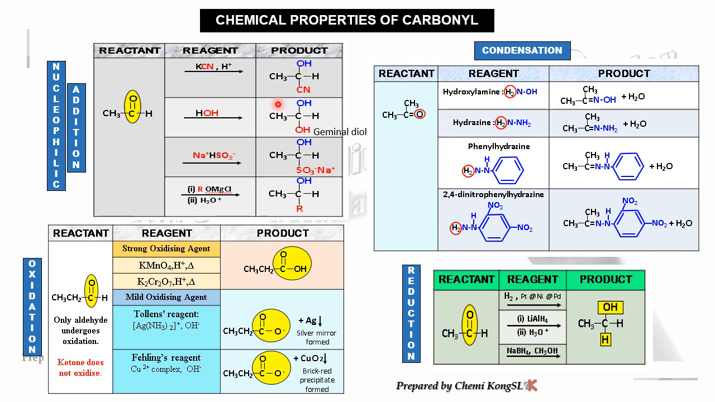Okay. For other nucleophiles, the C double bond O will become C-OH as well. And then when H2O is added, it will form geminal diol. So remember, it will form OH side by side. That one we call geminal diol. Next, sodium bisulfite. Remember the C is attached with the S, so it will form SO3 negative and Na plus.